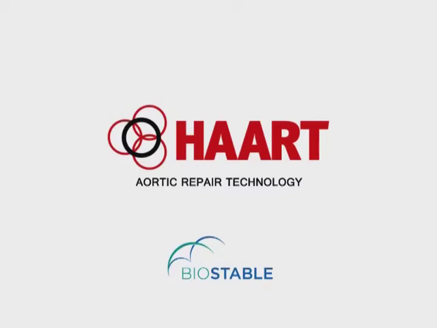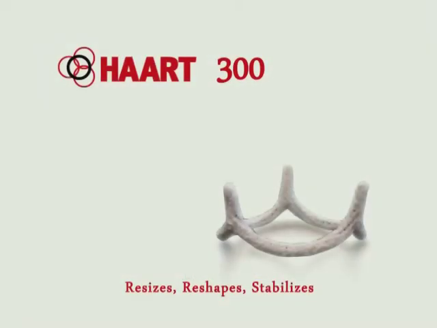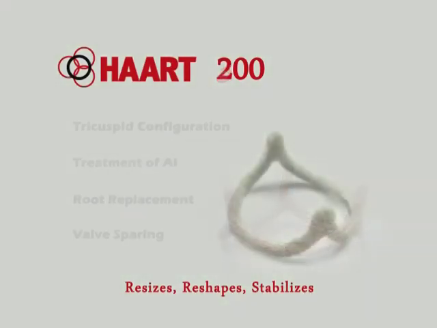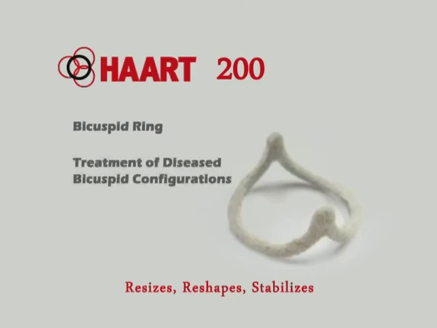HAART is an aortic repair technology under development by BioStable Science and Engineering, Inc. The technology includes the HAART 300 tricuspid device designed for patients with tricuspid valve leaflets with dilated aortic annuli demonstrating aortic valve insufficiency, also known as AI. The HAART 300 device may also be used for patients requiring an aortic root replacement or valve sparing procedure. The HAART 200 bicuspid device is for those patients with diseased and insufficient bicuspid valve configurations.